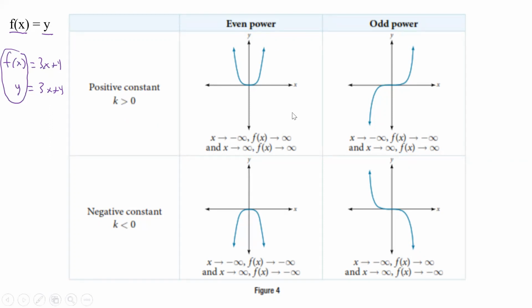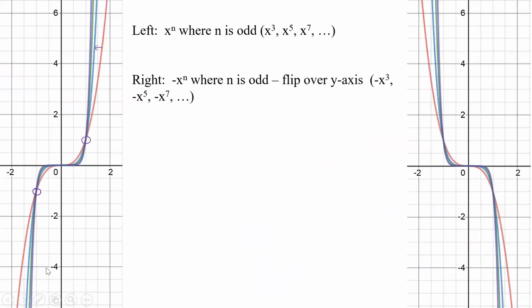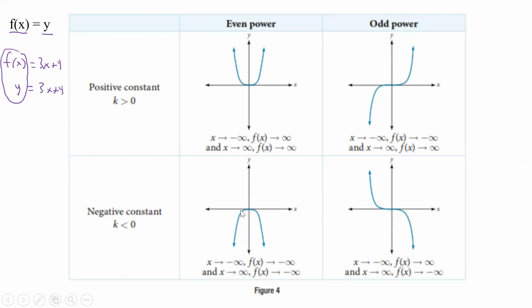And if we go back, that's basically what we saw here. Even power, that's what we saw. Odd power, that's what we saw. Now what we want to do is think about the end behavior of these. So as x goes to positive infinity, what does f of x do? Well, it's going to positive infinity as well. So as x goes to positive infinity, f of x goes to positive infinity. Now what about x going to negative infinity? Well, it's still going to positive infinity for y. So as x goes to negative infinity, f of x goes to positive infinity.